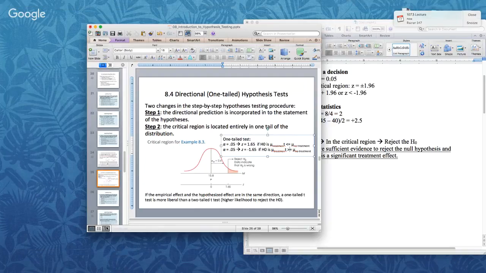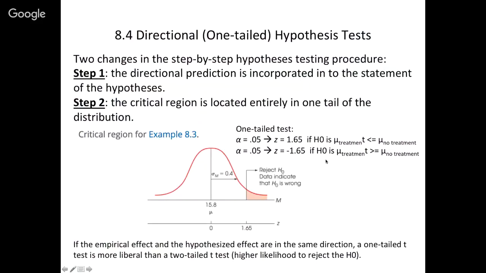So the boundary depends on the direction of our hypothesis. If our hypothesis is that the treatment will have an increase of the population mean, then the boundary is z equals positive 1.65.